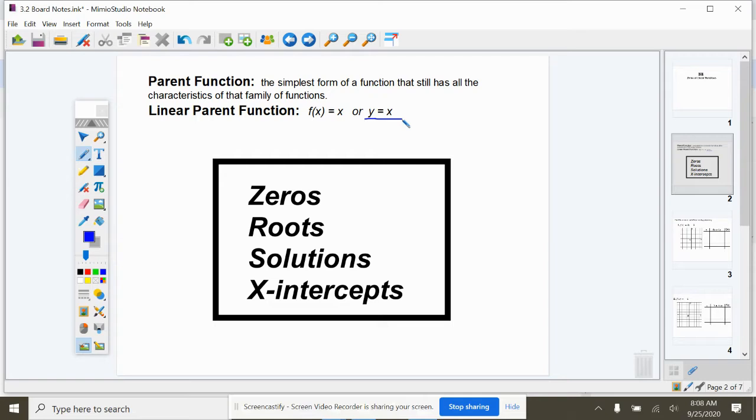If I wrote y equals x squared, that's not linear anymore. That graph does not make a straight line. In fact, it makes a curve. So it's not the linear parent function. In fact, it's not even linear. It's actually the parent function for a quadratic, which we'll do later.